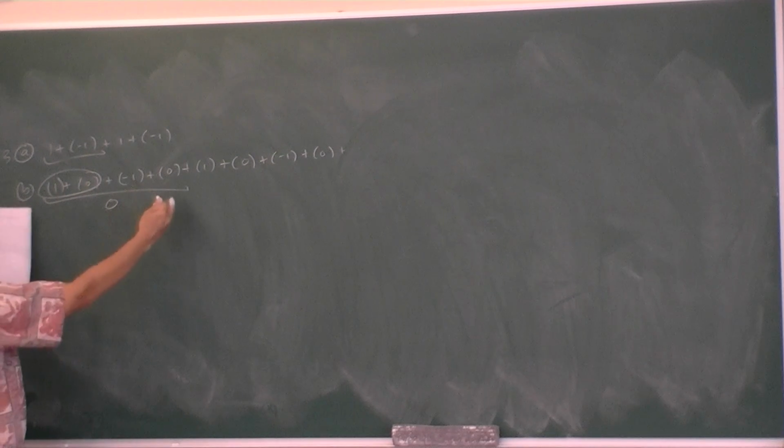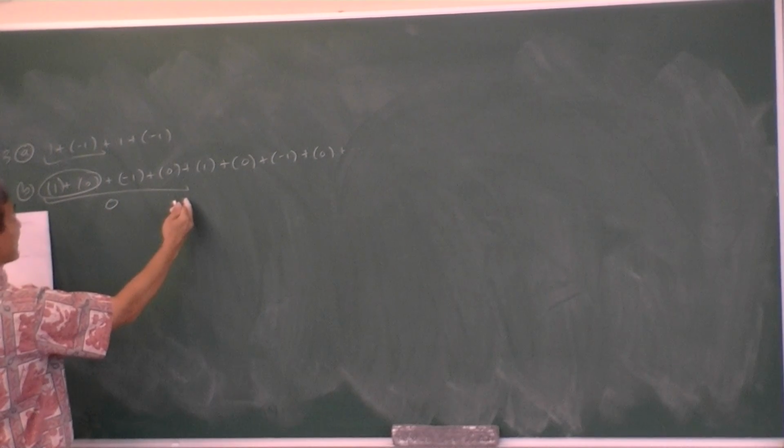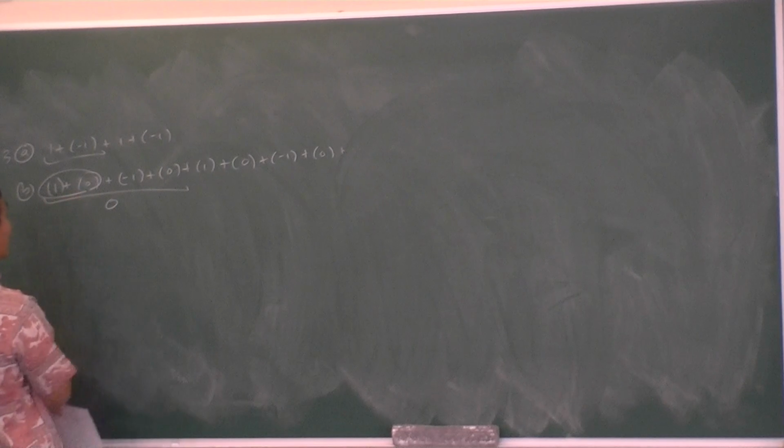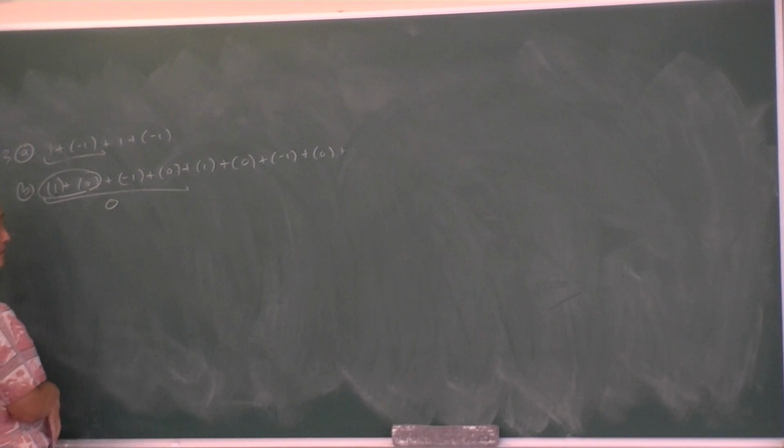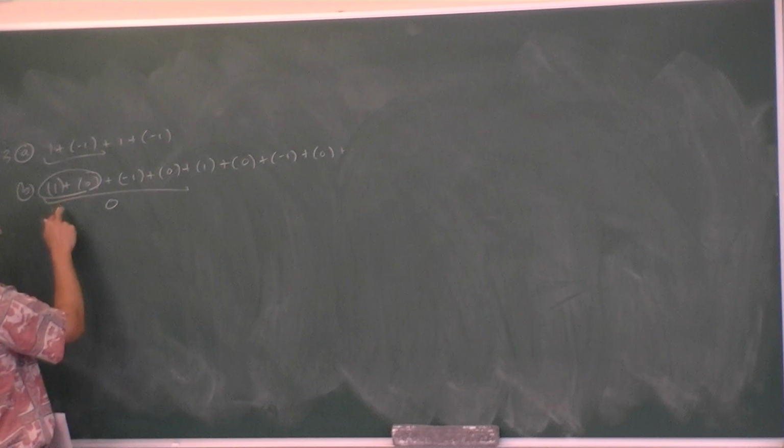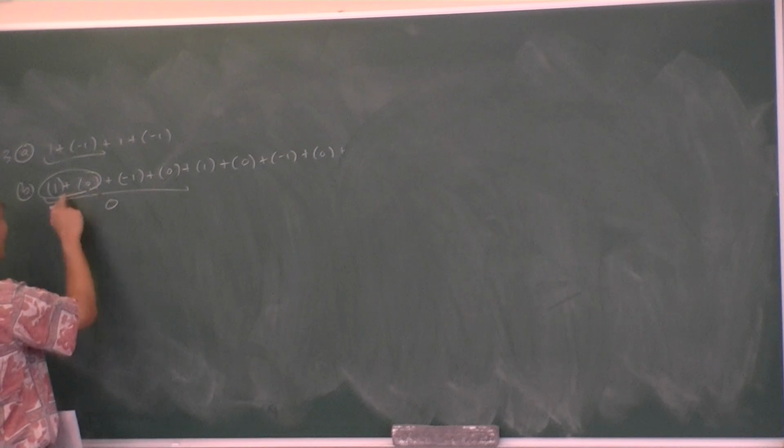So if you have 12 groups of 4, which adds up to 0, and these are the 2 leftover ones, what's the answer? 2 left. Yeah, the 2 leftover ones. Can you please add them together? 1 plus 0, 1.